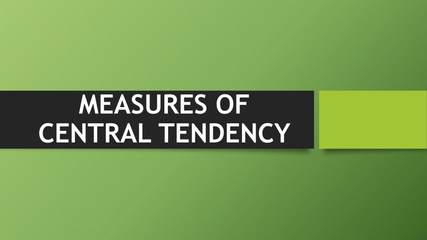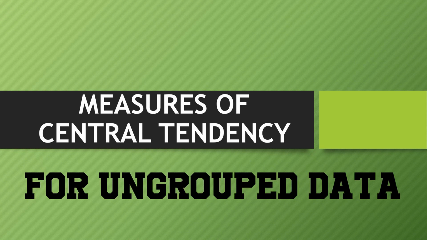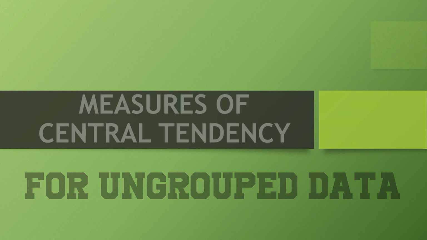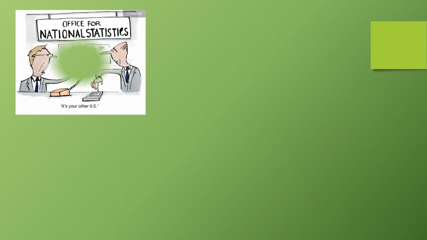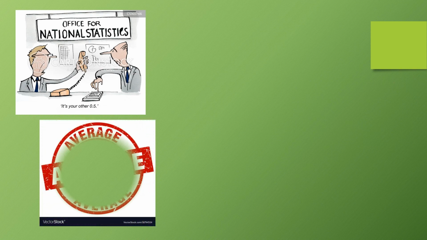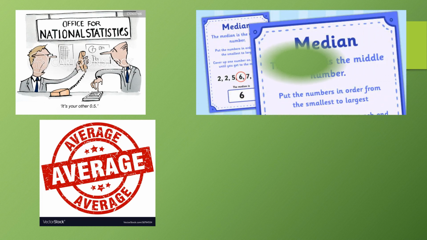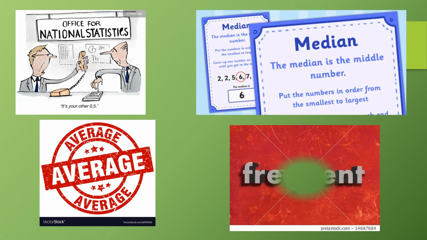Good day, everyone. Today we are going to discuss measures of central tendency for ungrouped data. Statisticians analyze data to obtain useful information from them. An important part of data analysis is to find the average value, the middle value, or the most frequent value of a set of data. Measures of central tendency is any measure indicating the center of a set of data.